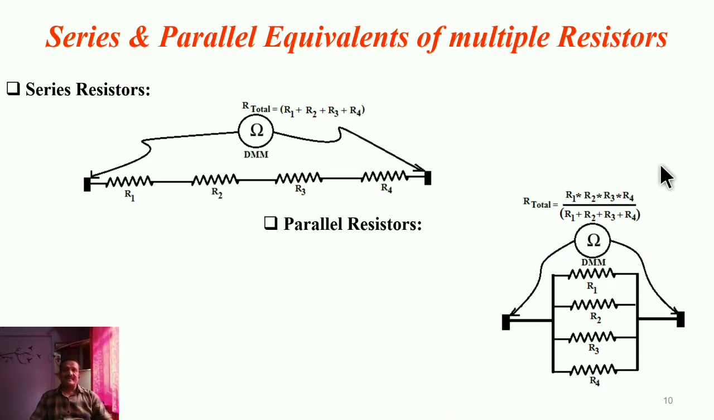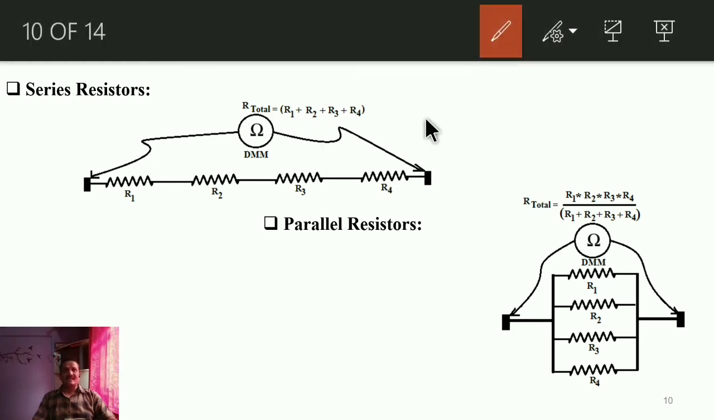Then the next slide is series and parallel equivalents of multiple resistors. Suppose the resistors are connected in series, then the total equivalent resistance is just the addition of all those resistances. So here R total I mentioned equals R1 plus R2 plus R3 plus R4, like that. And if they are connected in parallel, then by using this formula, R1 into R2 into R3 into R4 divided by the sum of all those four will give us the total resistance of that parallel equivalent.